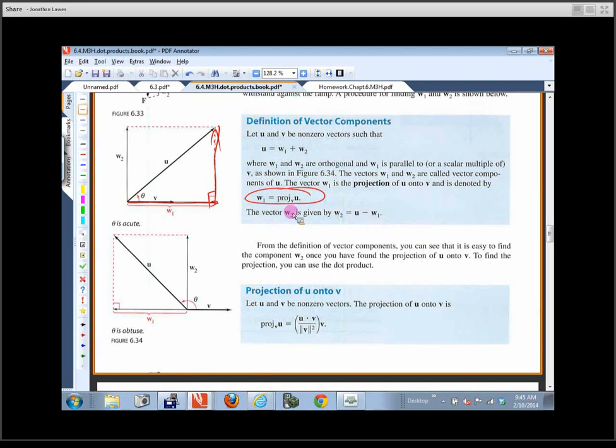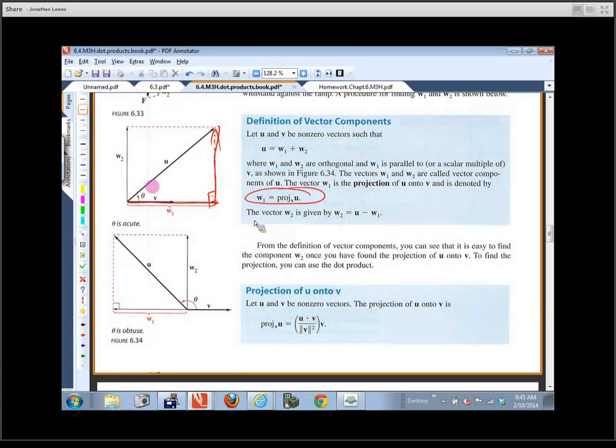Now don't get confused. It's not the projection of v onto u. Don't do it in the order that it comes to you. It's the projection of u onto v. Think of v being down a little bit lower, so u is on top of v. We're projecting u onto v.